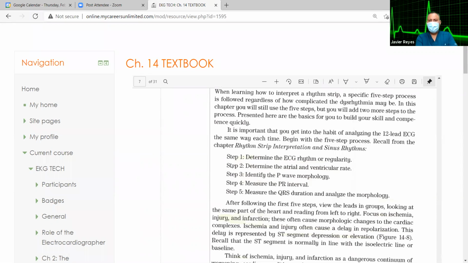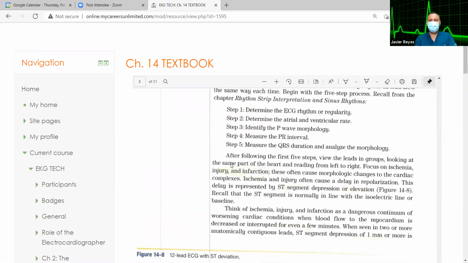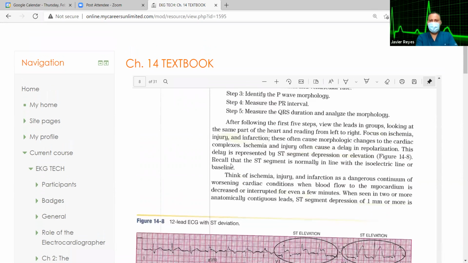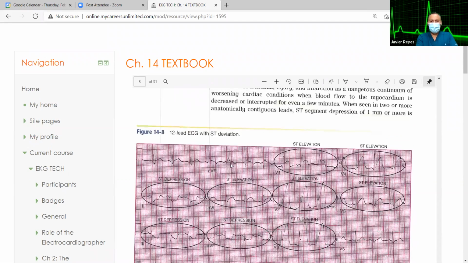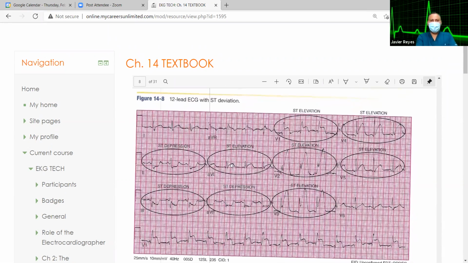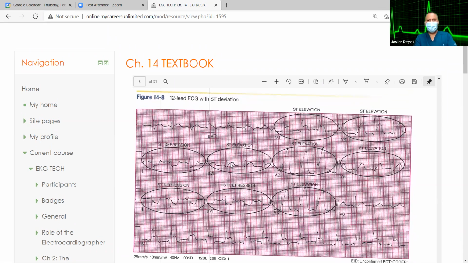So we determine the EKG rhythm, irregularity, just like any EKG: atrial and ventricular rate, the P wave morphology, PR interval, and the QRS duration, just like any other. So let's move on to figure 14.8, the 12-lead EKG with ST deviation.